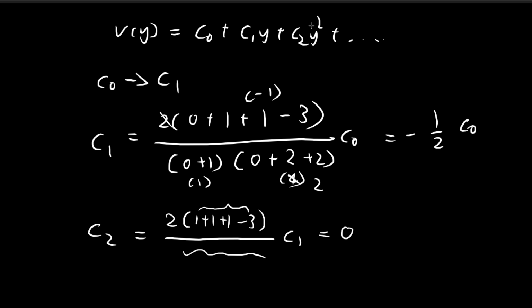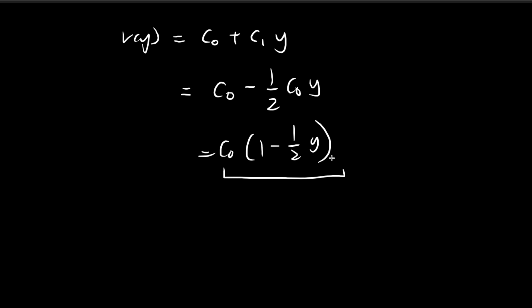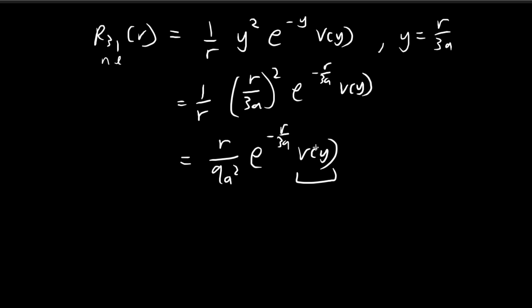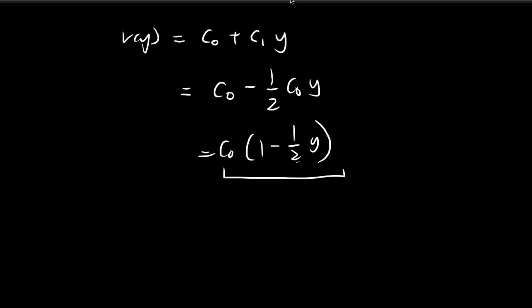And then we can now substitute in negative 1/2 c0 for c1, and then obviously we can just pull this out, and so v of y is going to be equal to something like this. And so now we're ready to substitute everything inside this expression. So we had r over 9a squared e to the power of negative r over 3a, and now we're going to substitute in c0, 1 minus r divided by 2 times 3a. So remember that the 2 comes from this 2 over here.